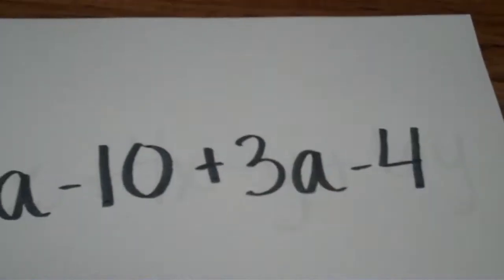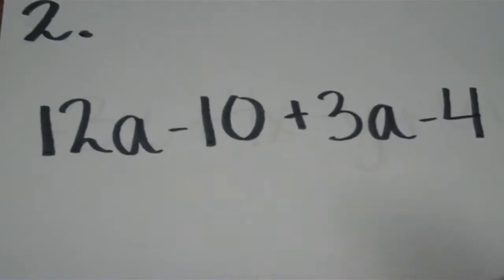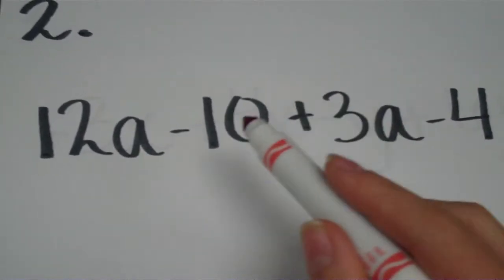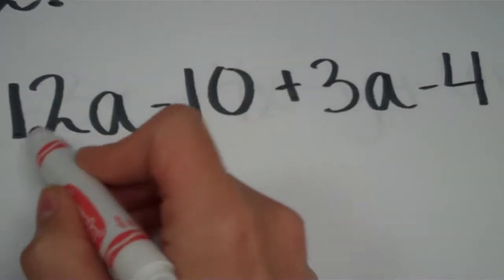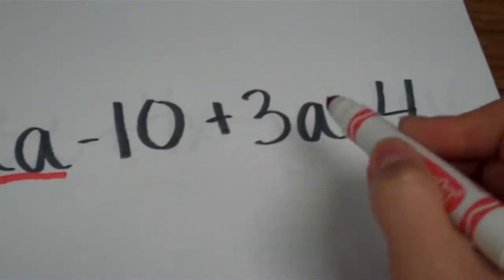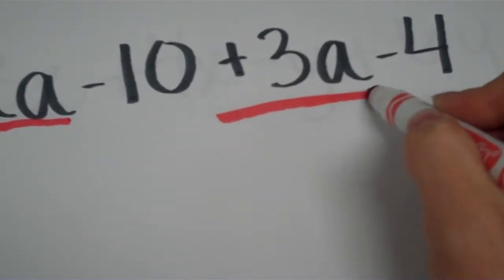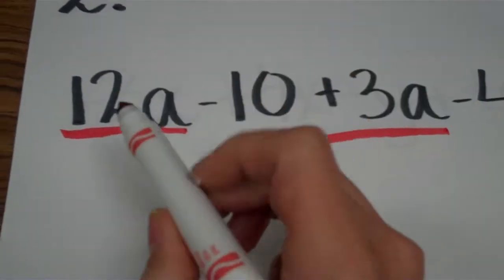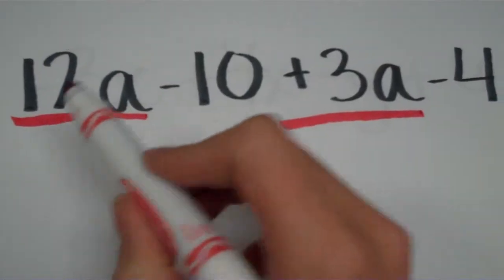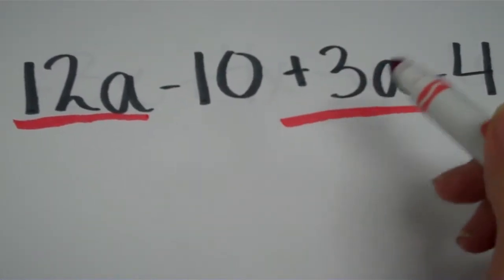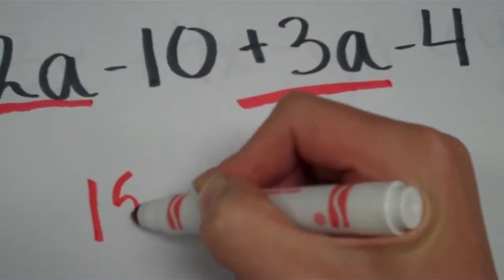Alright, number 2. Go ahead and hit pause, write it down. We're going to go over it. We have A's here, and then we have what we call constants, numbers that don't have letters with them. Okay? So I'm going to underline my A's. And remember, you're going to underline the A, but the number in front of it too. That way it's less confusing. Okay? So 12A plus 3A. Well, in your head or in the calculator, 12 plus 3 is 15. See, I don't even know how to add. 15. So we have 15A.